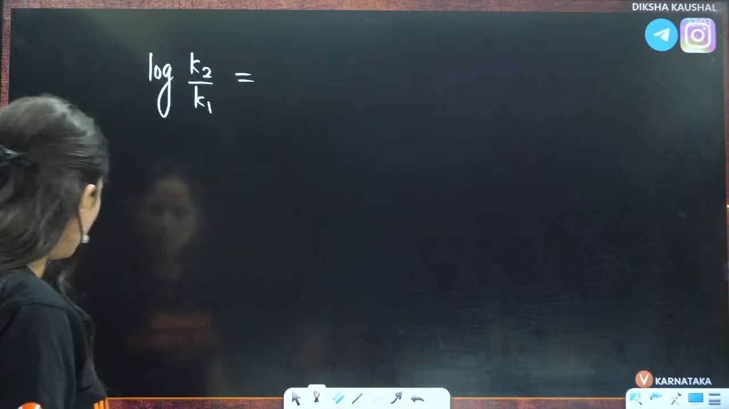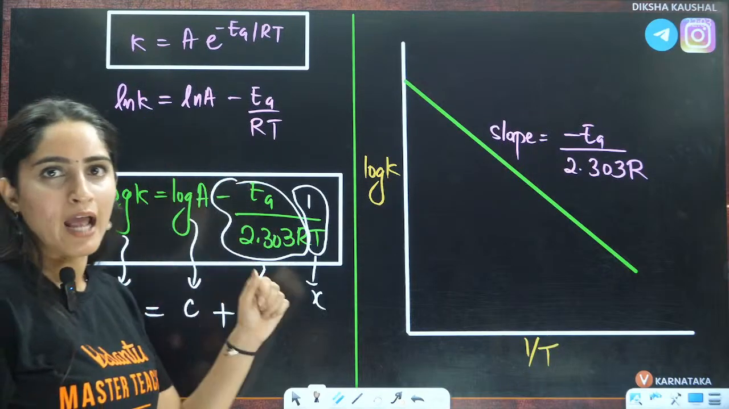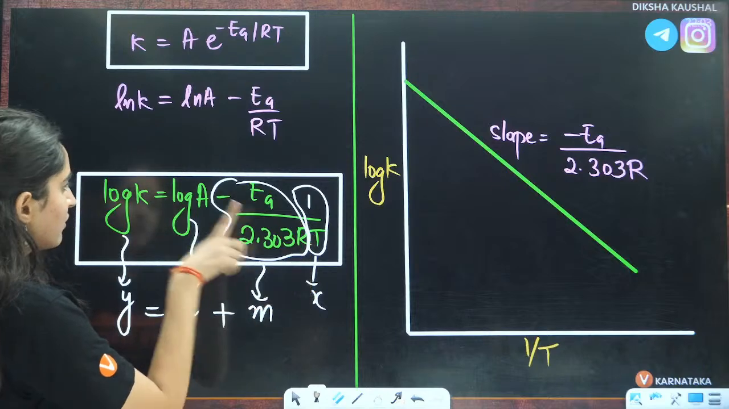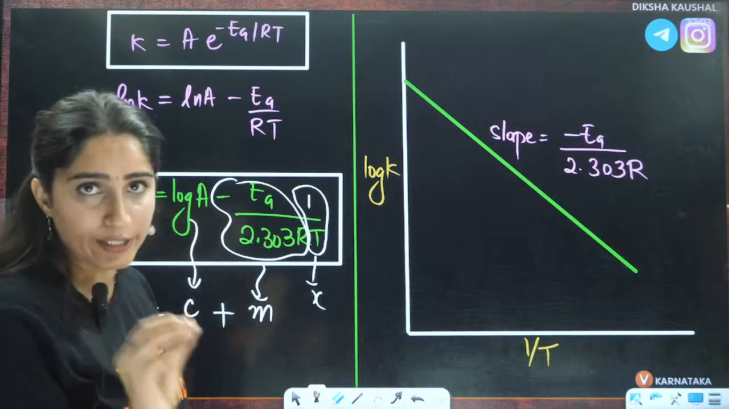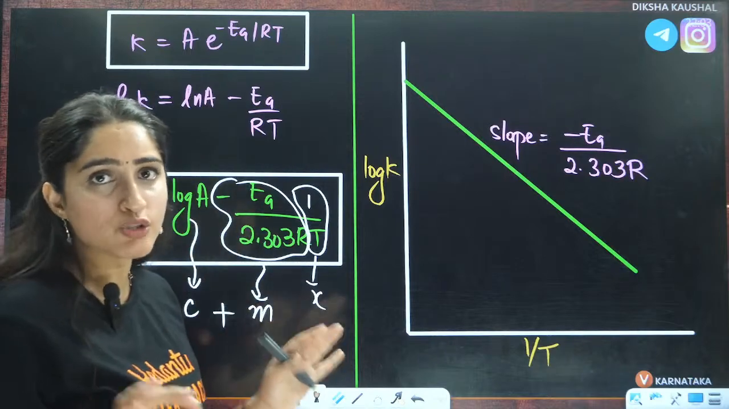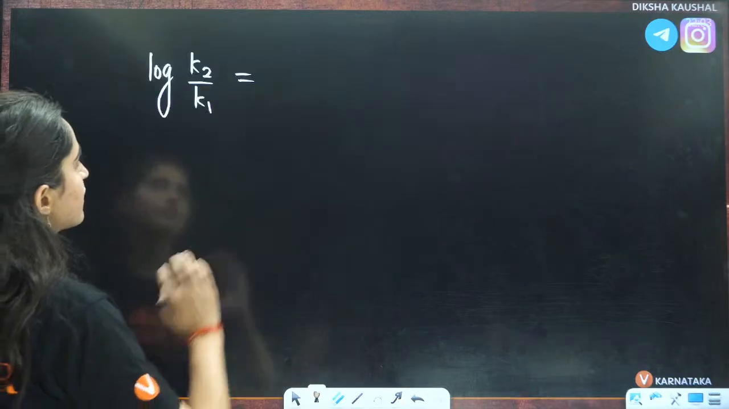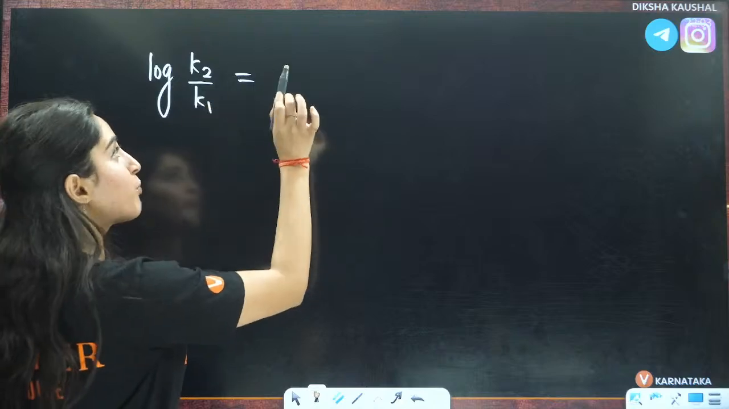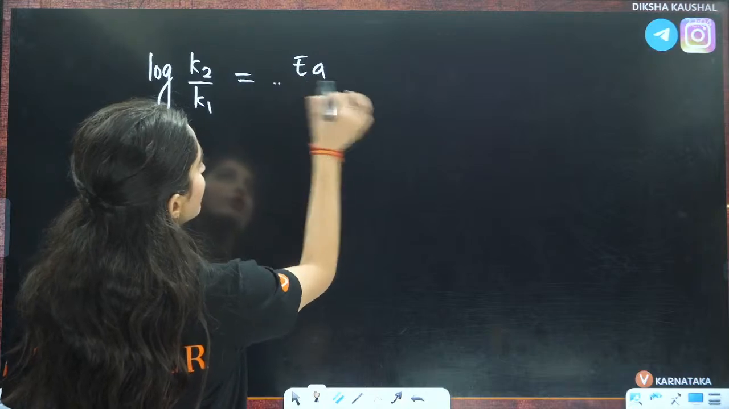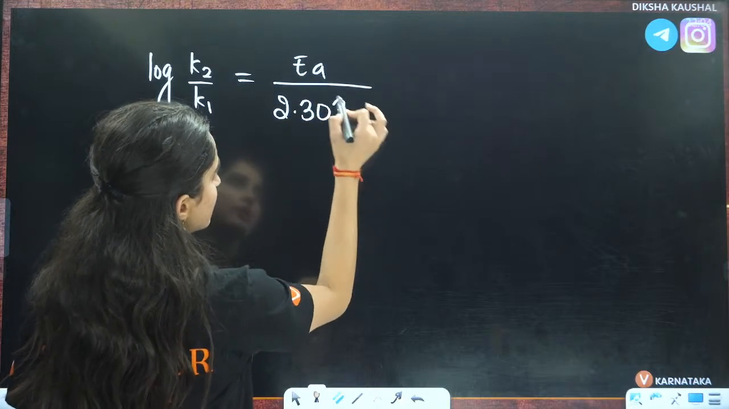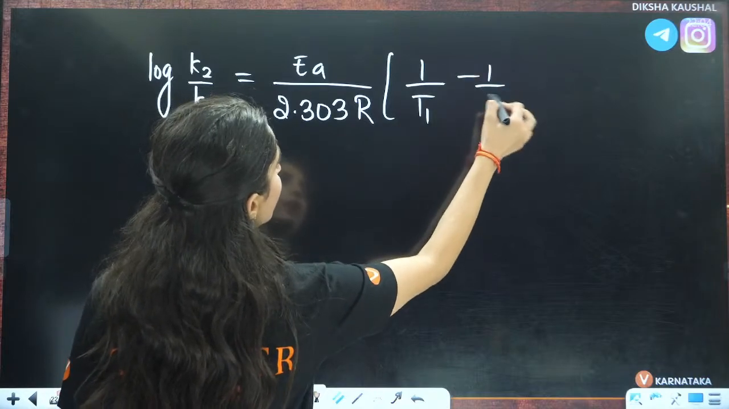So what you have to do, you just have to use this particular formula. Use it when at one time there is temperature T1 with rate constant K1, and at another temperature T2 the rate constant is K2, but the activation energy and Arrhenius constant are the same. Subtract the two equations and you will get this derivation, and the answer will be, very, very important, log K2 by K1 equals Ea by 2.303 R into 1 by T1 minus 1 by T2.